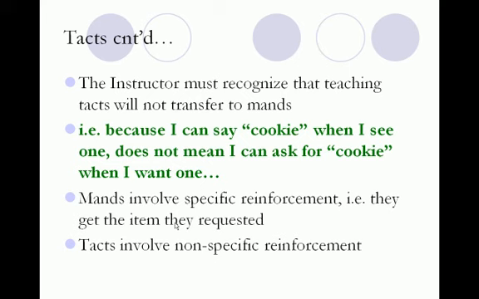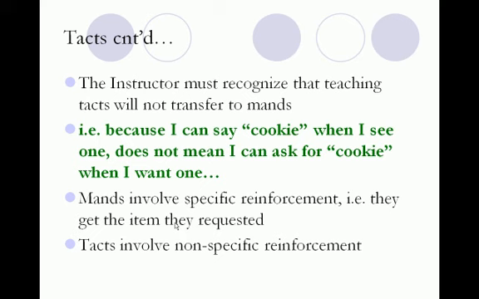Okay, and this is largely because, if you look at the analysis of verbal behavior, there are different reinforcers responsible for maintaining those verbal operants. Mands involve very specific reinforcement. They get the item they requested. Whereas tacts involve non-specific reinforcement of the form social. You're right, that is an airplane. Good job, Charlie. Things like that.